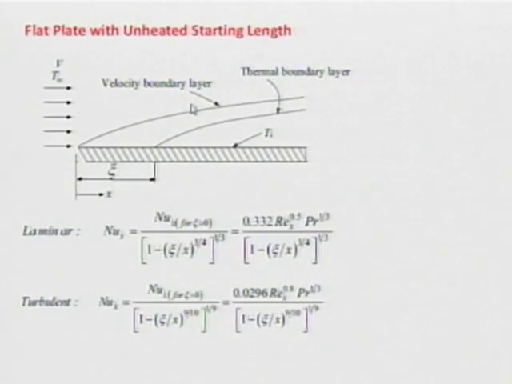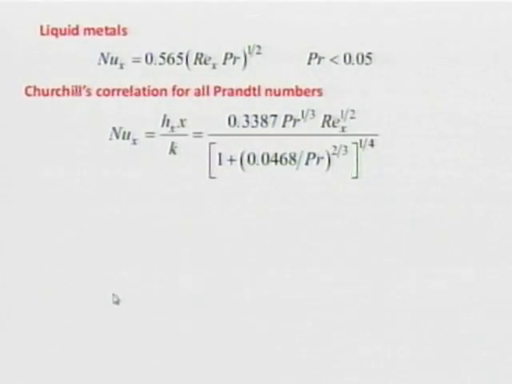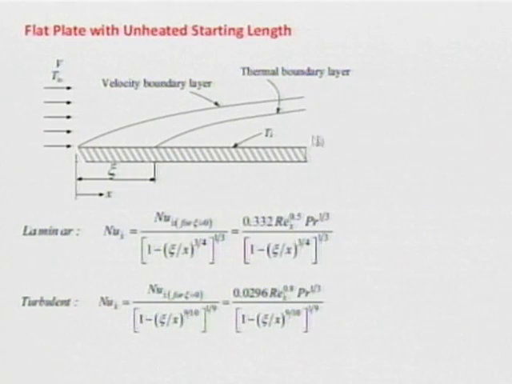So now, there are various correlations. If I don't start heating from the leading edge, the tip of the flat plate, but start heating later on, the velocity boundary layer overtakes the thermal boundary layer. For that case, you can derive this from fundamentals. But this derivation definitely will be beyond the scope for UG, so we will not derive it.